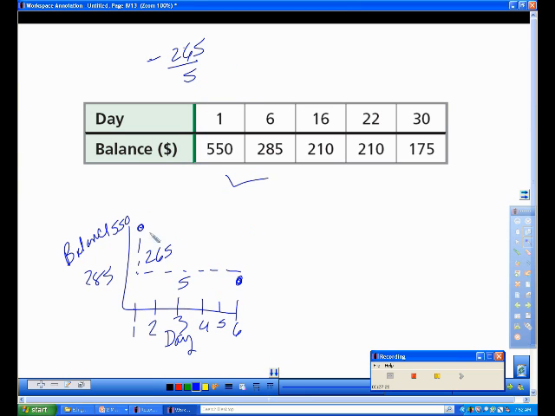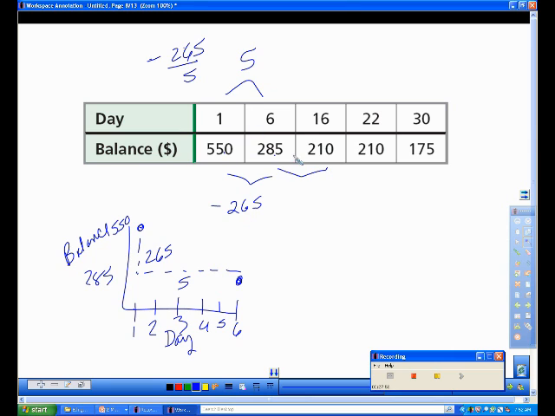But you can accomplish the same thing without graphing it, just by subtracting here, your difference. 550 minus 285 is 265. 6 minus 1 means it went up 5. Or actually, you should do 285 minus 550, and you get your negative 265. So your rate of change, look at that, is negative 265 over 5.